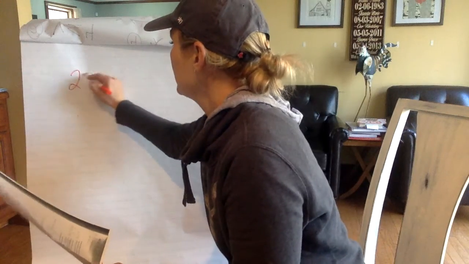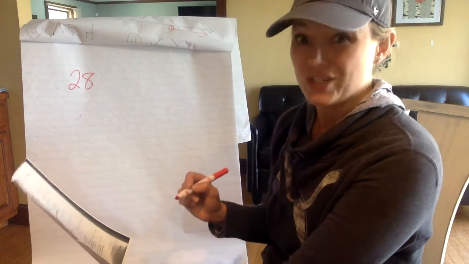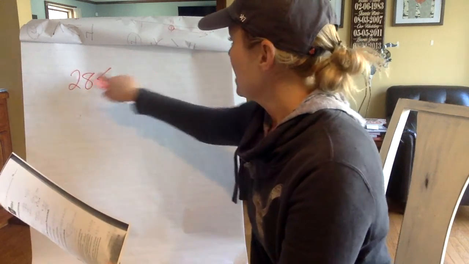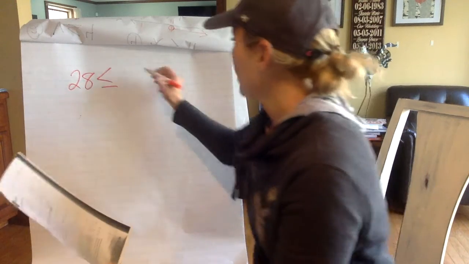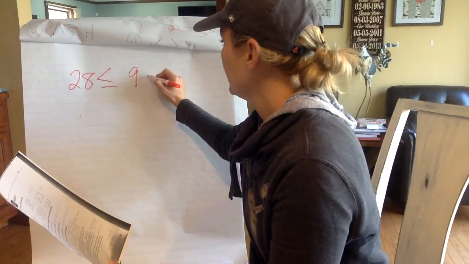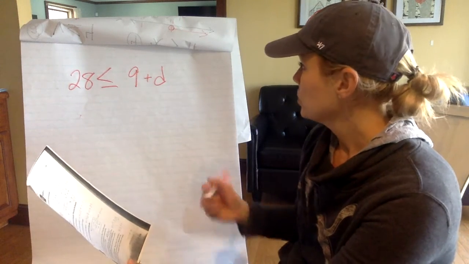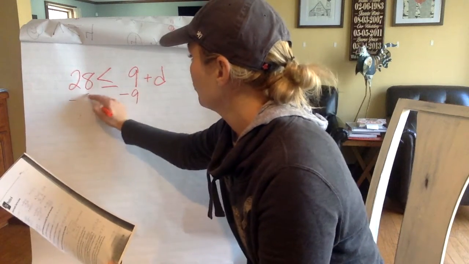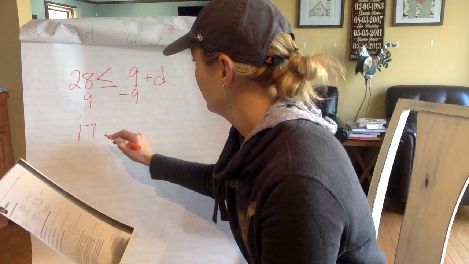It says at least 28 days. 28 days is the minimum it could be. Okay? Which means it could take longer. So whatever the time is that it takes, this is the smallest number it could be. It's 28, okay? We already have waited 9 days, and we're waiting an unknown number of days, okay? So here's our written inequality, and what we'd want to do is subtract 9 from both sides, and what we're left with is 17, right?